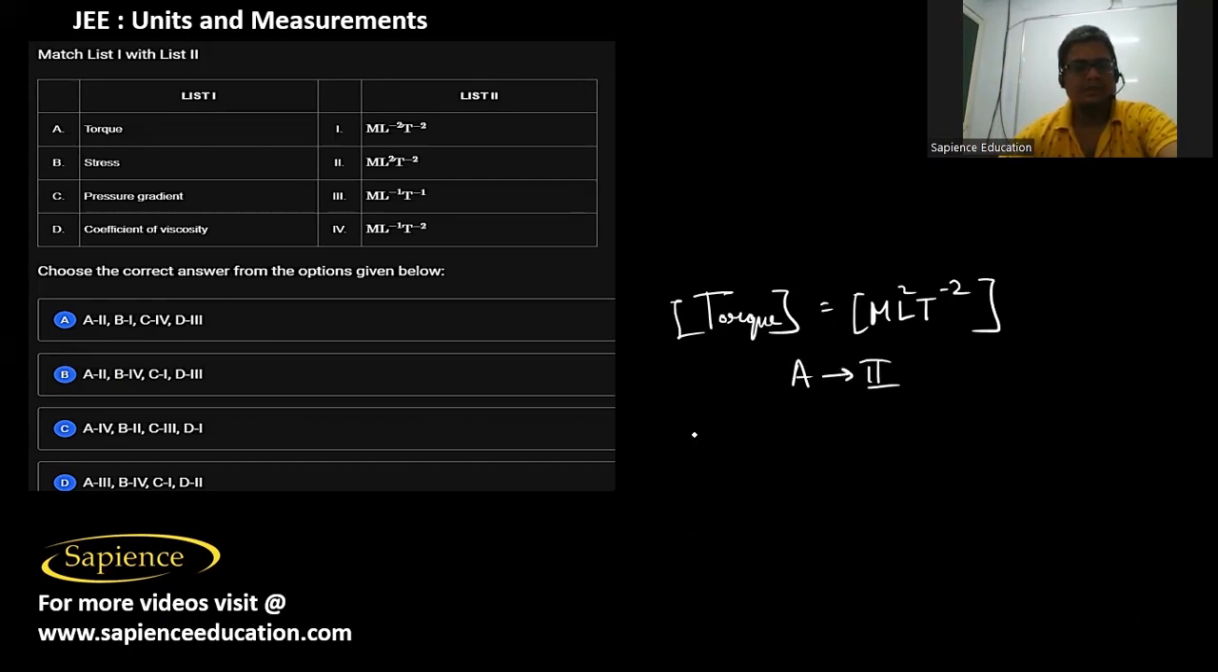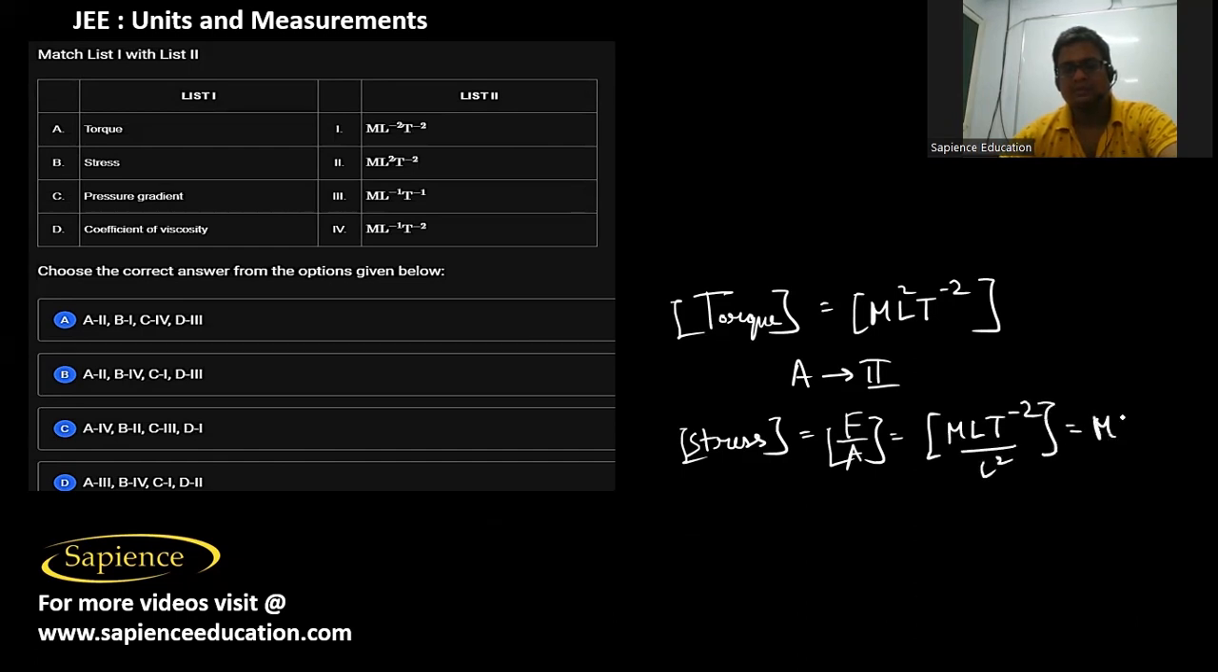And then B is stress. Stress is force by area. So it is force, M L T power minus 2, by L square. So that is M L power minus 1 T power minus 2. So B will match with 4. So it means option B is the correct answer.